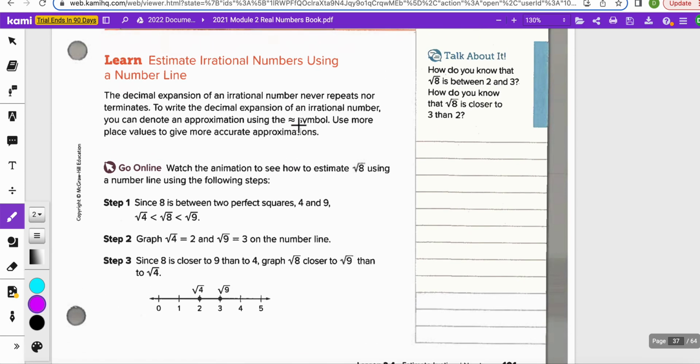Okay, so we're going to be looking at the bottom half of page 101. Estimate irrational numbers using a number line. So here you can see we've got the square root of 8. What they're basically saying here is that you have a square with an area of 8, and I want to know what is the side length of that square. There is no perfect number out there. If I take the square root of 8, there's no perfect number that if I multiply it by itself, I end up with 8. So we have to do a little bit of estimating.